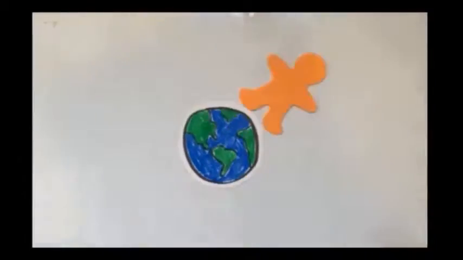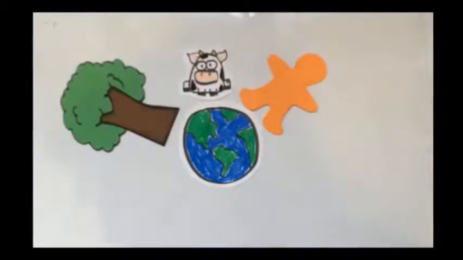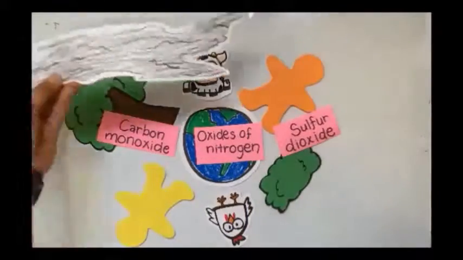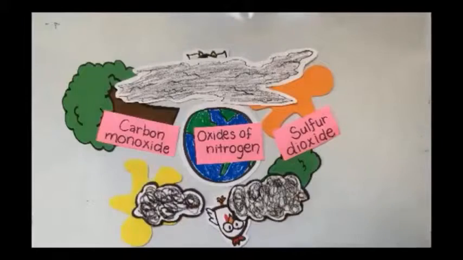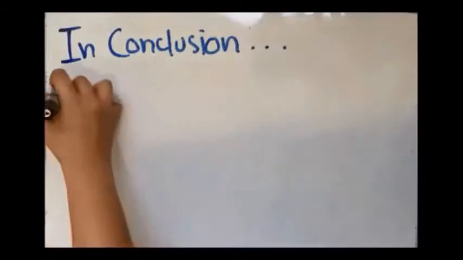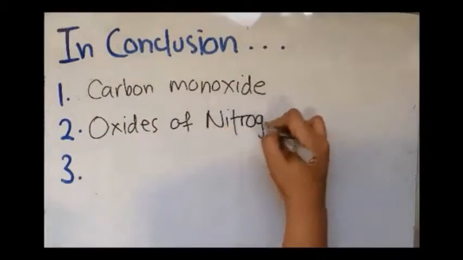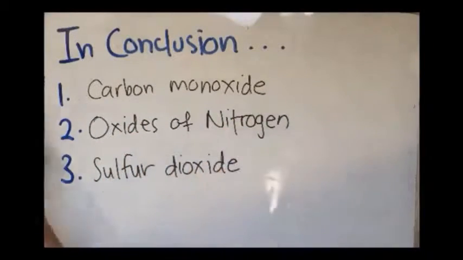Now that we have understood that clean air is important for our survival, do you think that the air will still be able to sustain our lives despite the constant release of pollutants into the air? In conclusion, we have learned about these 3 air pollutants. We have also covered their properties and sources.